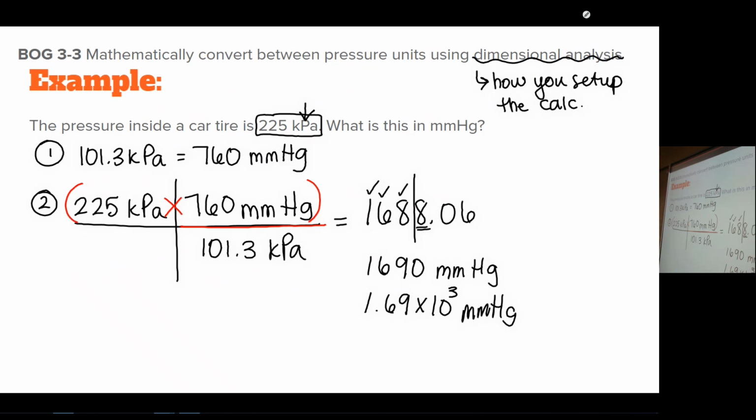All right, so that is all for unit conversions when it comes to pressure. You'll use this and apply this when you guys do PV and T charts, and you'll see that in the next video.